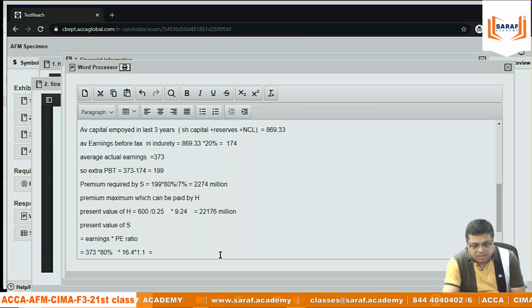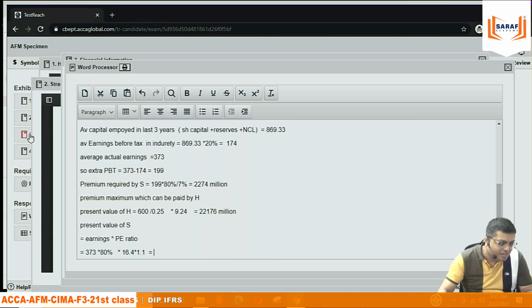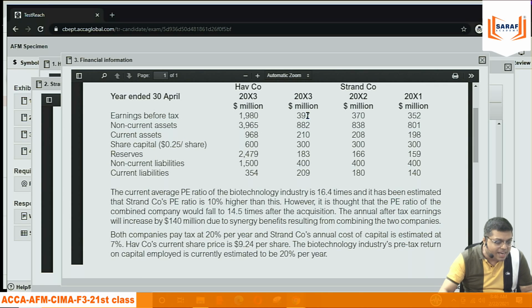So this is the value of S company. How much? Number of shares निकालने की जरूरत नहीं. On the basis of PE ratio into earnings. 397 you are taking current. क्यों? 397 you are taking current because they are saying current PE ratio. And has been estimated that S company PE ratio is 10% higher than this.